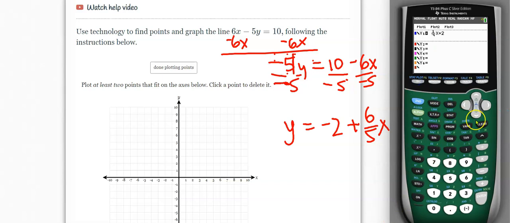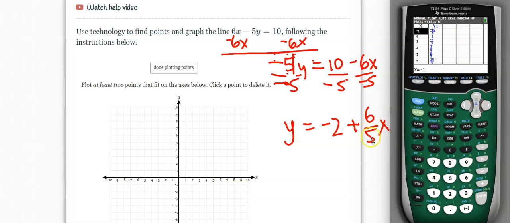So again, I go to my y equals button, clear out my old information. I type negative 2 plus fraction button, alpha y equals 6/5 with your x on the side, not in the denominator. Generate your table here by pressing second graph. And again, looking only for integer values.